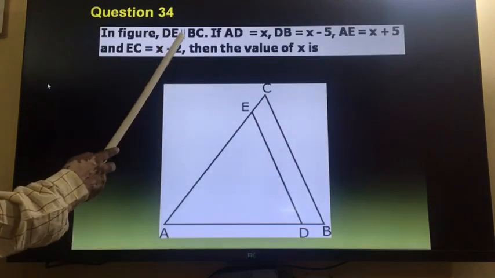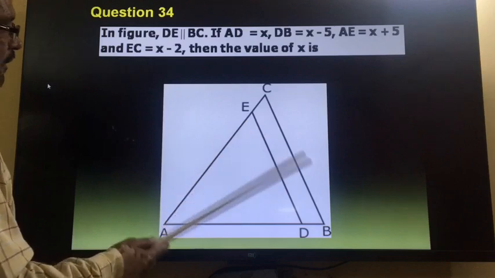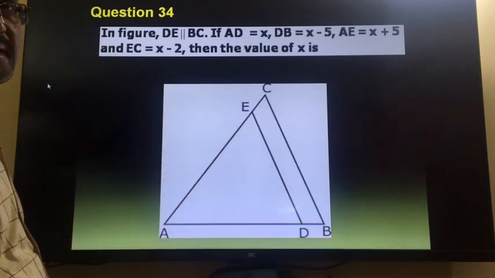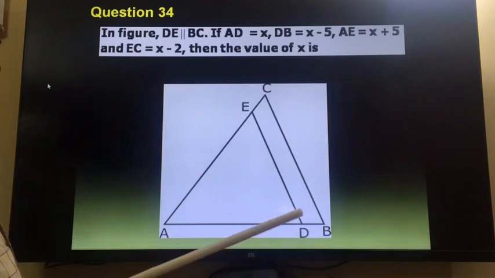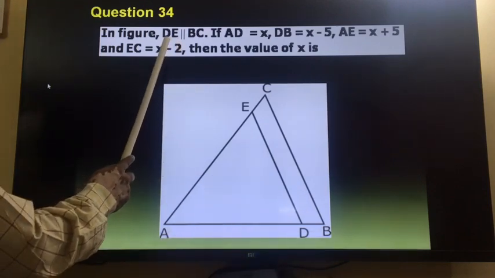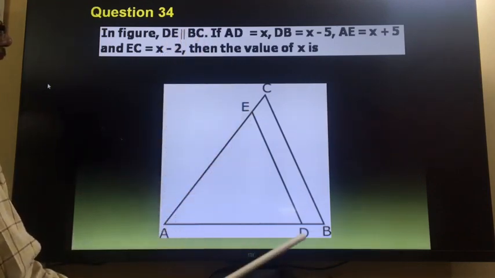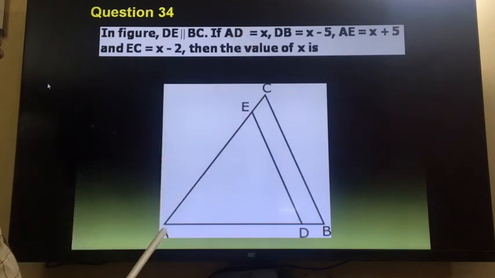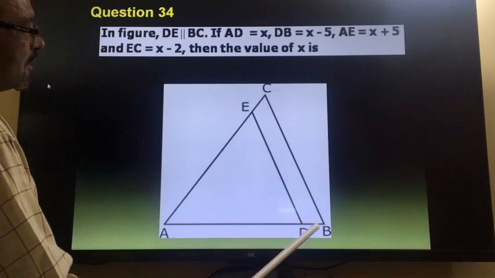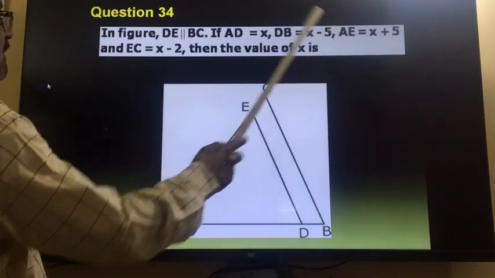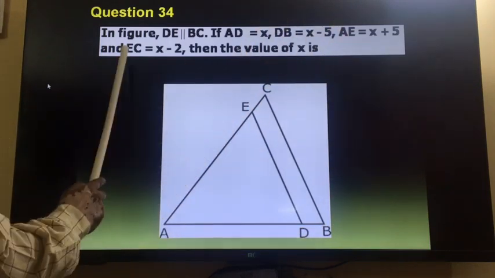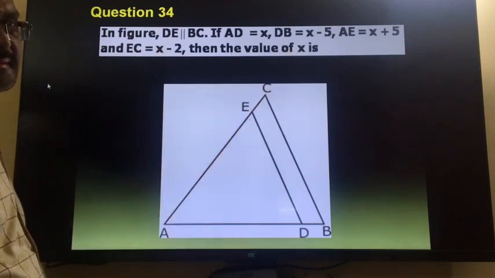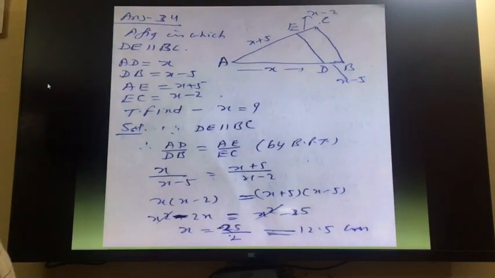Question number 34. If you read the questions, these are very easy, only application of the theorem. So DE line is parallel to BC line, given. AD is equal to x and DB is equal to x minus 5, AE is equal to x plus 5 and EC is equal to x minus 2. Then what is the value of x? This is the question. This is the answer.